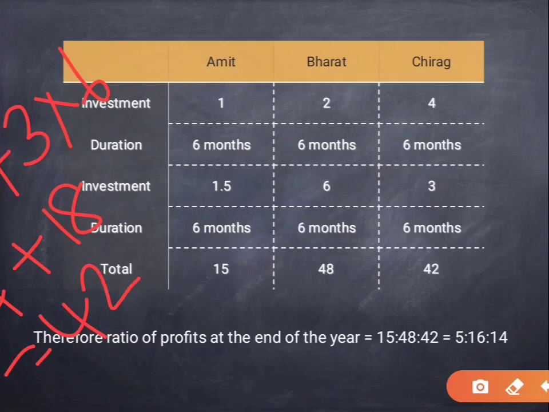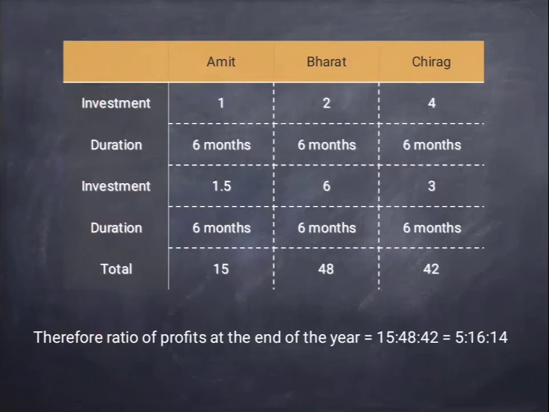Now their share of profits will be accordingly the share of their total investment. So the ratio of the share of profits at the end of the year will be 15 is to 48 is to 42, which is 5 is to 16 is to 14.